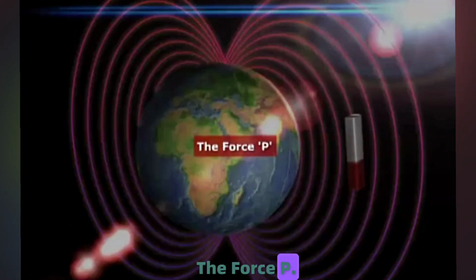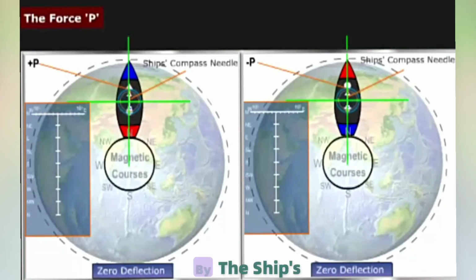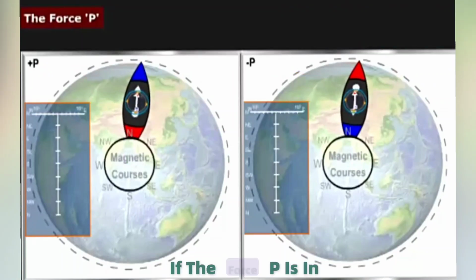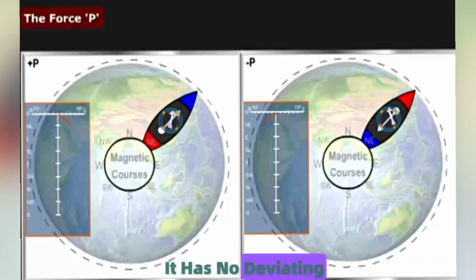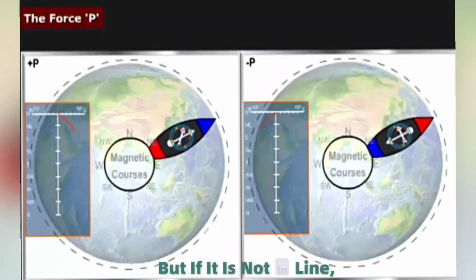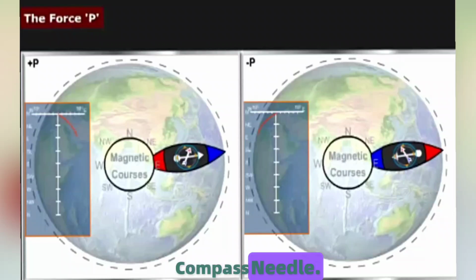The force P. The force P, caused by the ship's permanent magnetism, acts in the vessel's fore and aft line. If the force P is in line with the Earth's magnetic field, it has no deviating effect. But if it is not in line, it deflects the compass needle.